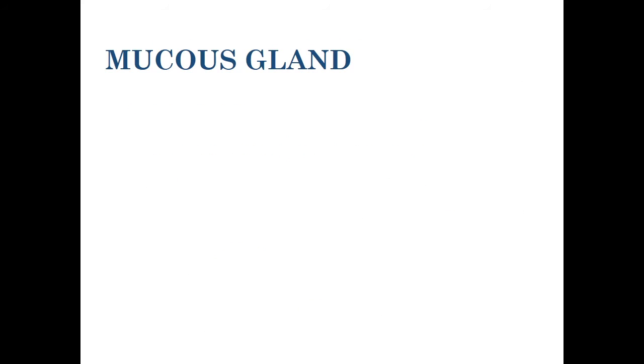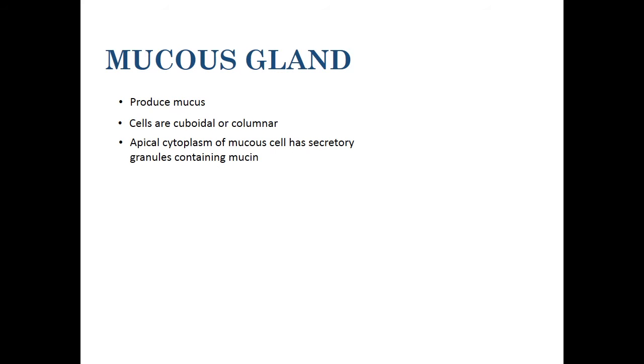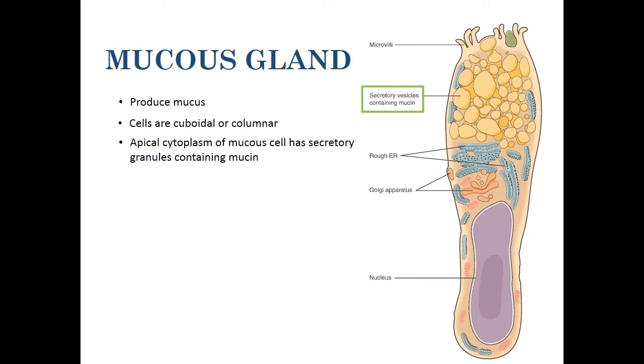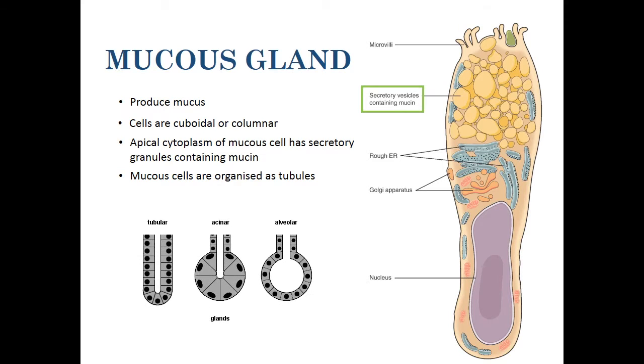Next would be mucous gland. Mucous gland produce mucus. Cells are either cuboidal or columnar. Apical cytoplasm of mucous cell has secretory granules containing mucin. Mucous cells are organized as tubules.